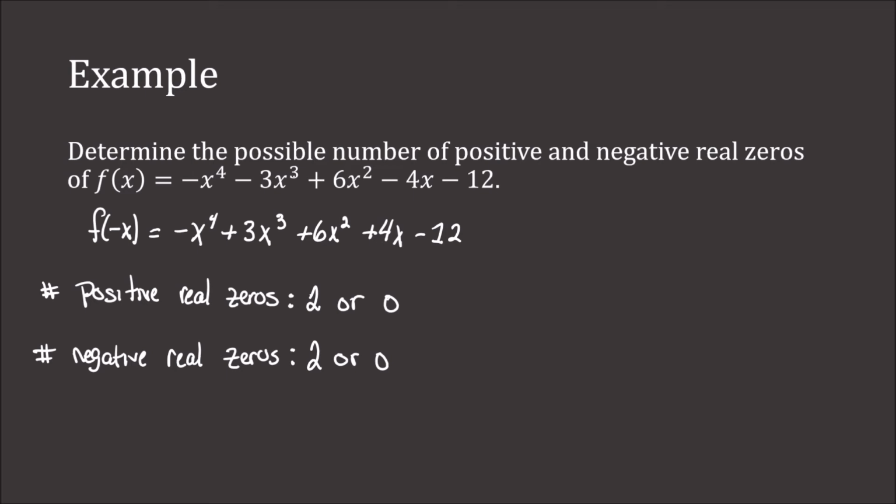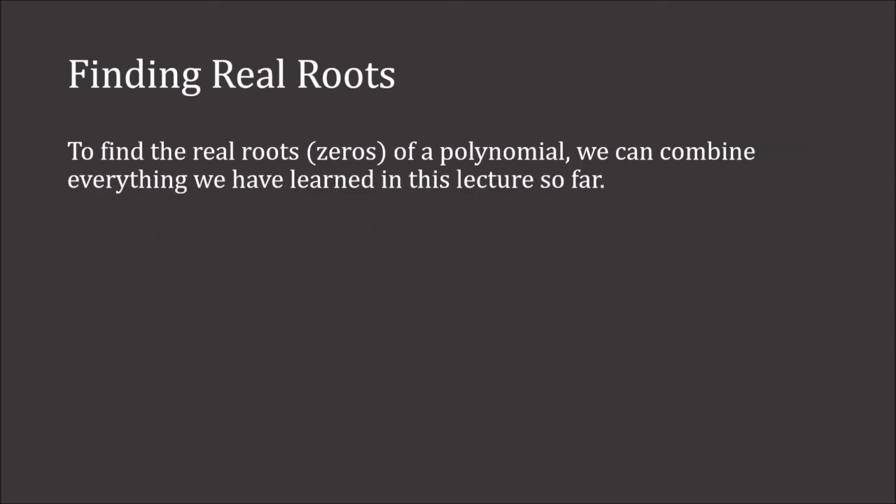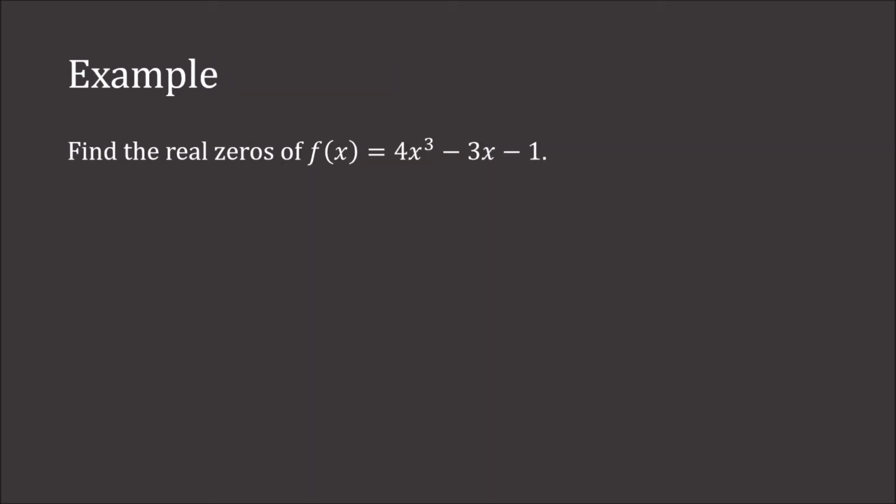So now to find the real roots or the real zeros of a polynomial, we combine everything that we have learned so far. And we will do that for this polynomial, 4x cubed minus 3x minus 1. So the first thing we want to do is list out the possible rational zeros.